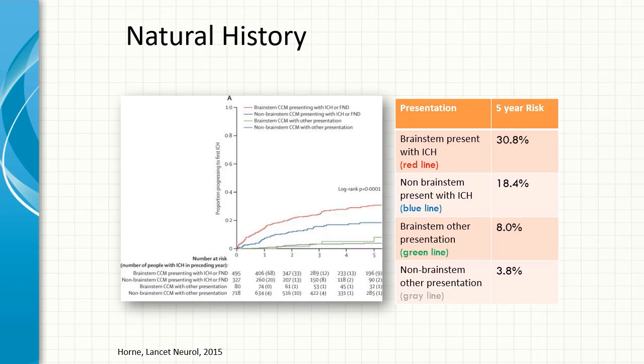The green line are patients with brainstem location that did not present initially because of hemorrhage, and the gray line represents those non-brainstem location that did not present with hemorrhage. You can see in each of those two groups, the hemorrhage risk is quite a bit lower than those who presented with hemorrhage. The other thing that you see on this graph is that the lines seem to plateau around 2.5 to 3 years. This clustering effect of a second hemorrhage is common, with the time to next hemorrhage after first hemorrhage being about 8 to 10 months.